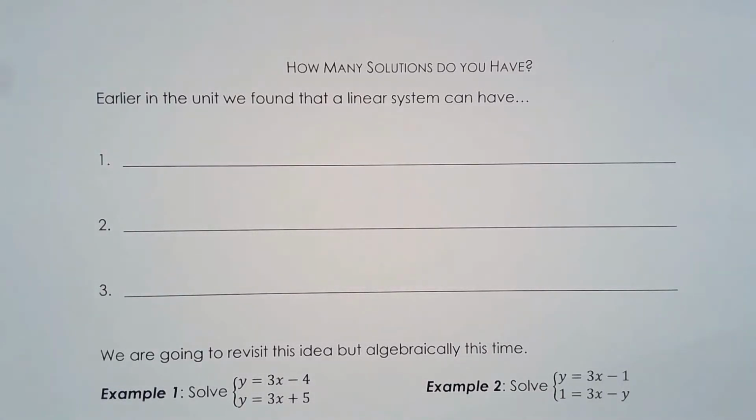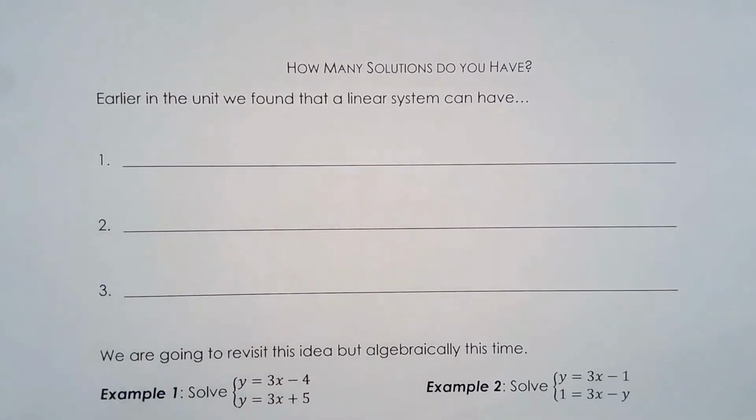In this video, we are going over an idea that we actually talked about near the beginning of this unit. We're talking about how many solutions a linear system can have. So we talked about this graphically. We talked about coincident lines, parallel lines. So we are going to go over the same ideas, but approaching it from an algebraic point of view.